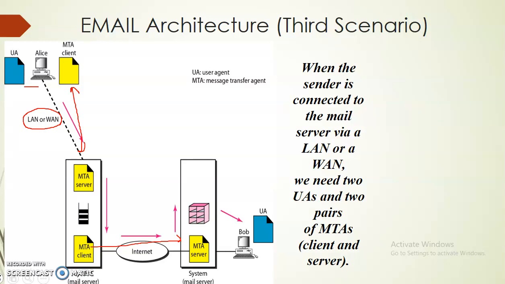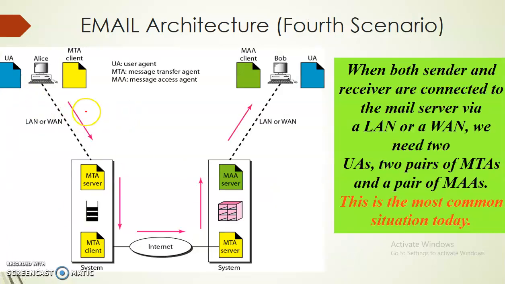The last scenario is a very common scenario that is used nowadays, right? In the last scenario, both are connected to the mail server using LAN and WAN, right? Both need the user agent. When the sender wants to send the mail to the mail server, there is one MTA client and server. The sender wants to send the mail through the internet to the particular receiver, again an MTA client and server, right?